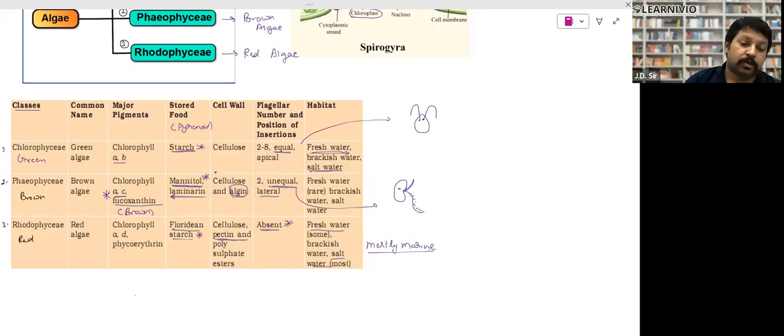So look, here the cell wall is made up of cellulose and algin. Algin is a structure. Do you know what algin is? Any one of you?